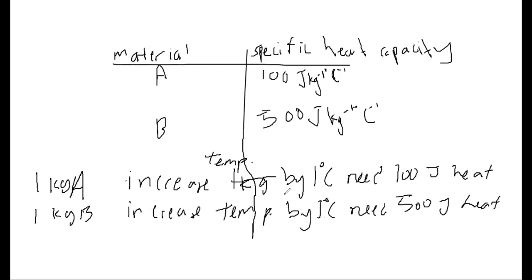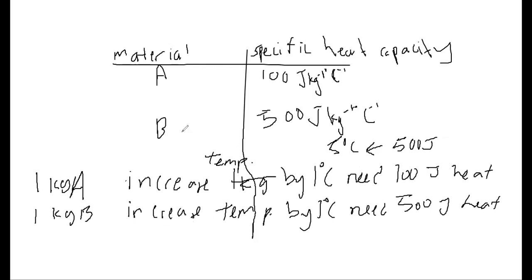For every kilogram of A, if you want to change the temperature, whether increase or decrease, you need 100 joule of heat. When you want to increase by 1 degree Celsius, you give 100 joule of heat. When you want to reduce the temperature, it must release 100 joule of heat. So if you give A 500 joule of heat, the temperature increase would be 5 degrees Celsius already, whereas for B, if you give 500 joule, the temperature increase is only 1. That means the change in temperature is greater for A.